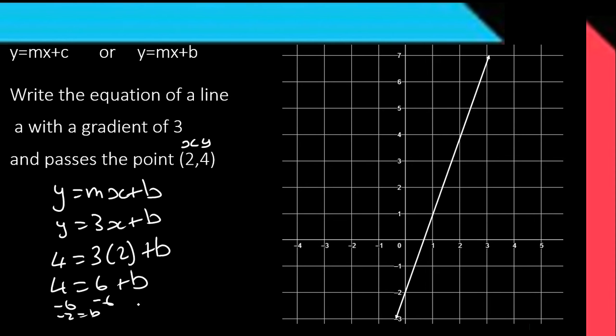So if I have to write the equation of a line, I now know what b is. It's y equals 3x minus 2. And that is the equation of the line. So we've done it from a graph, and we've just proved that it's correct by using the equation.